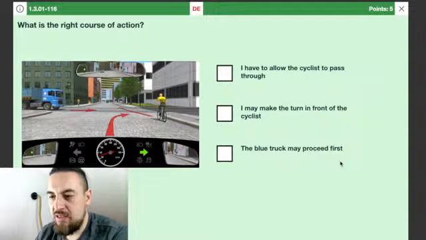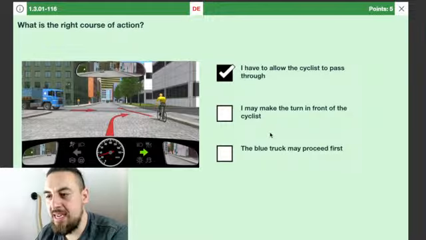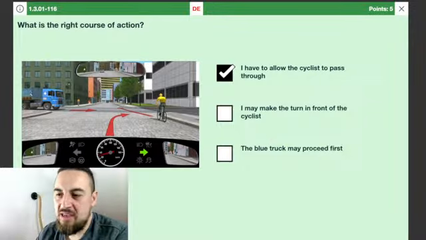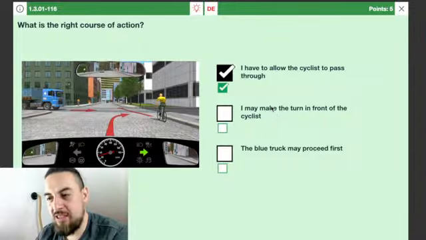So I have to allow the cyclist to pass through is correct. I may make the turn in front of the cyclist. Critical. The blue truck may proceed first. No, it's not correct. All right, let's solve it. It's just the first one.